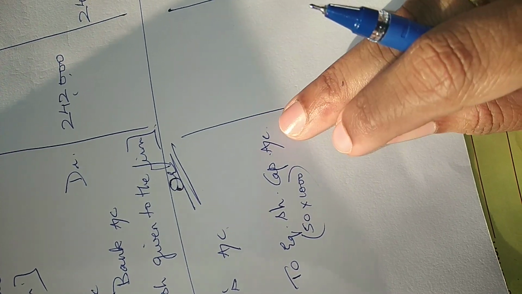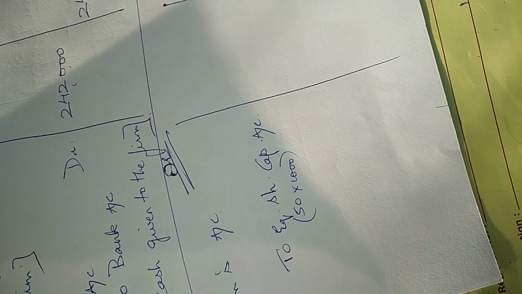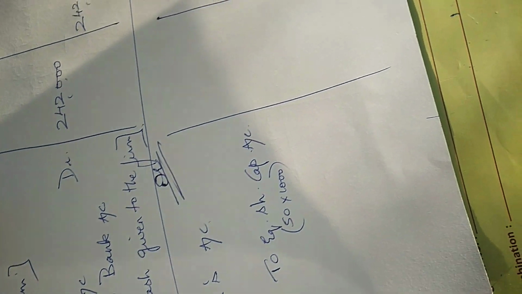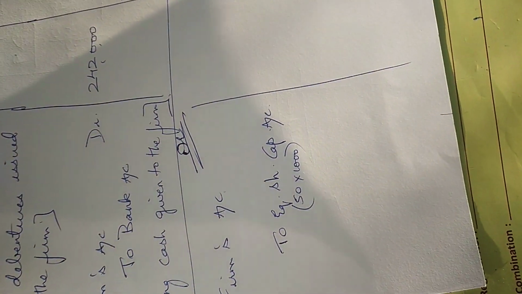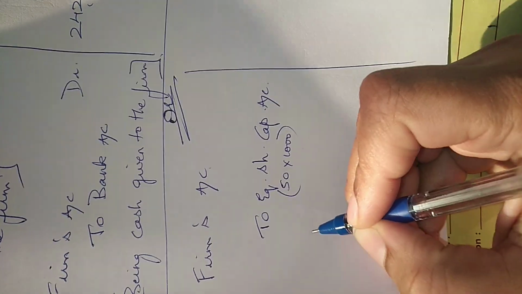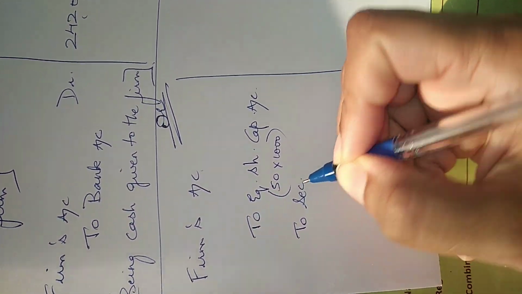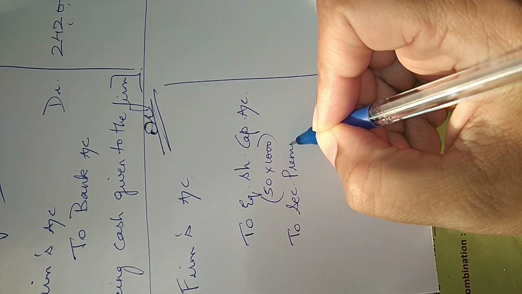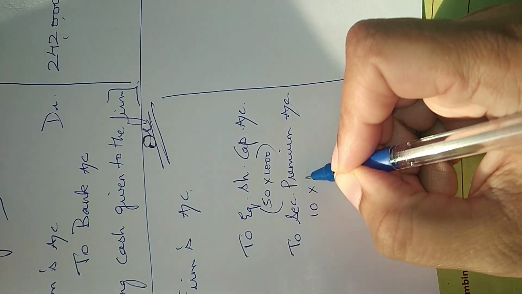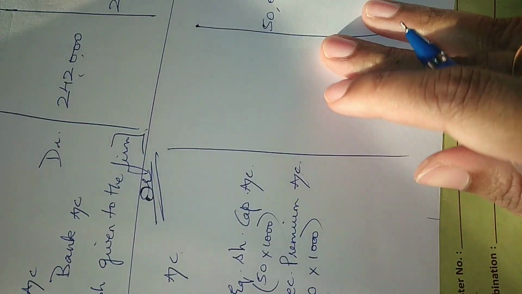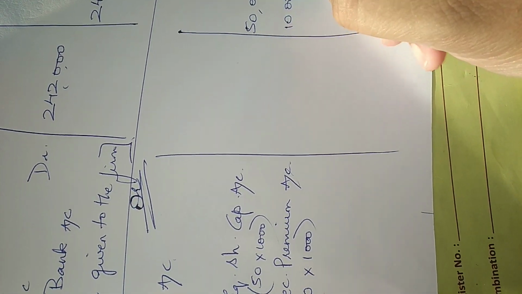So therefore, you will take that immediately. Take it along with it immediately. Don't wait to write it at the end wherein you will forget. So equity shares is issued at a premium. Premium means it is a profit. So it will come on the credit side itself. So to securities premium account. What is the premium amount? 10 rupees for each share. So 10 into 1,000 is 10,000.